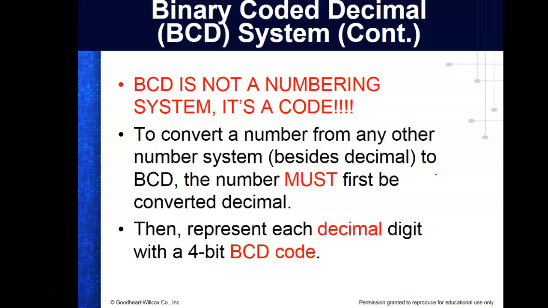BCD is not a number system. It's a code. To convert a number from any other number system besides decimal, the BCD number must first be converted to decimal. Then represent each decimal digit with 4 bits of BCD code.